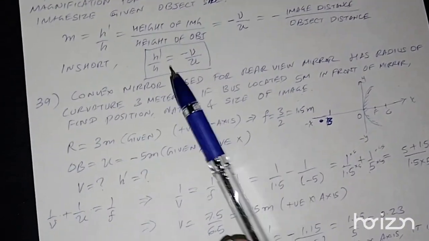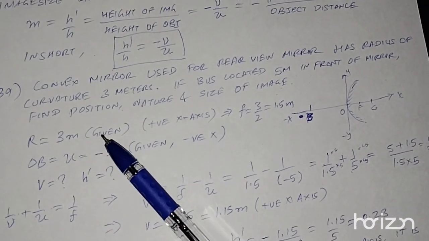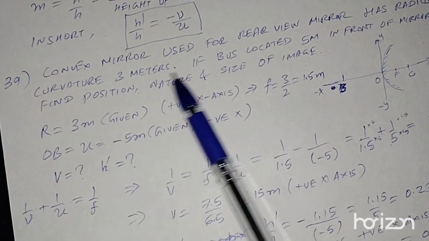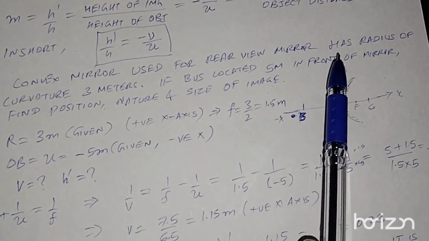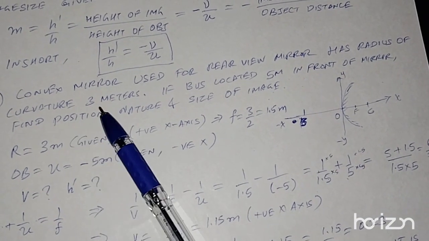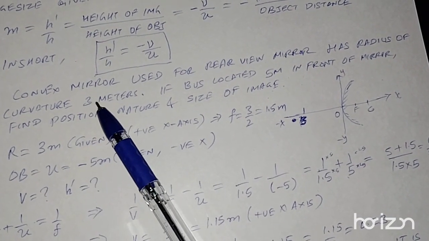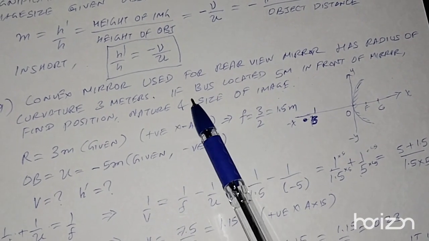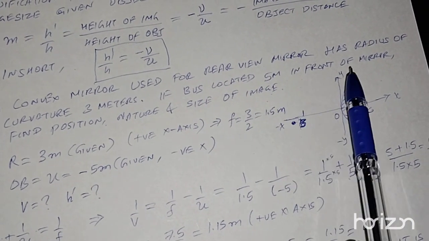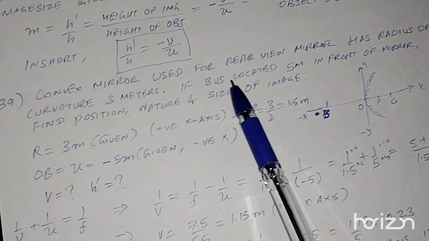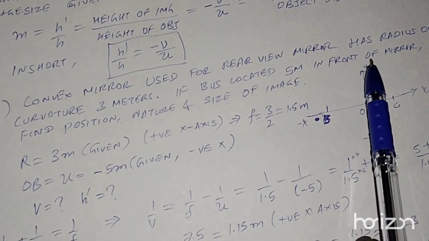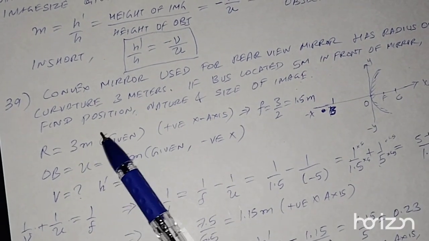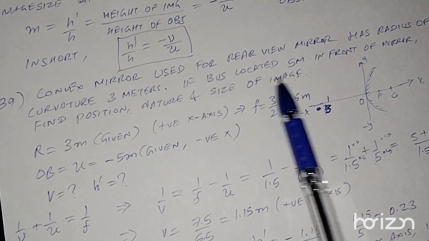So let's work out some problems using these formulas. We have one problem here. A convex mirror used as a rear view mirror has a radius of curvature of 3 meters. It is given that the radius of curvature, r, is 3 meter. If the bus is located 5 meter in front of the mirror, so the bus is an object, located 5 meter in front of the mirror, we are given u also, which is the object distance. Find the position, nature and the size of the image.